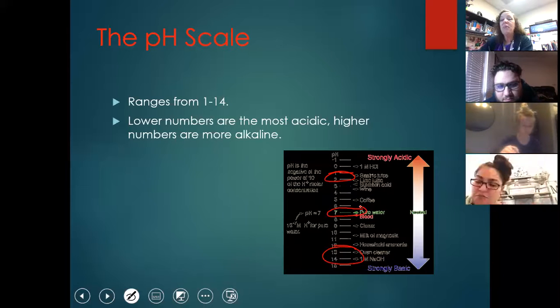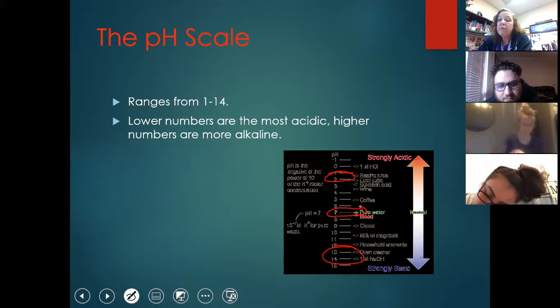And so what do we need to take away from this? Just the very generalities of the scale. The smaller the number, the more acidic. The larger the number, the more basic.